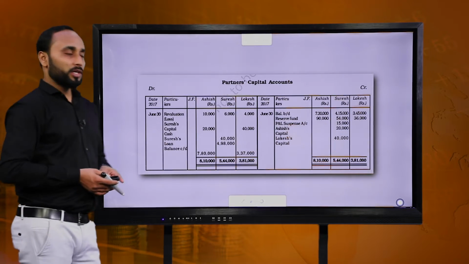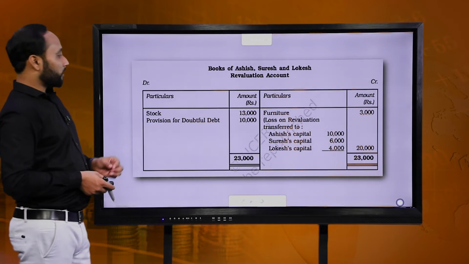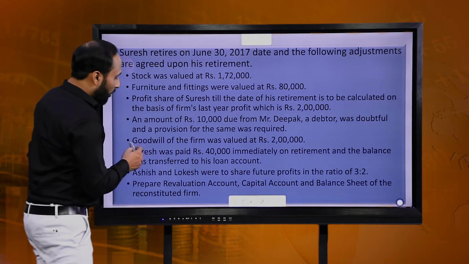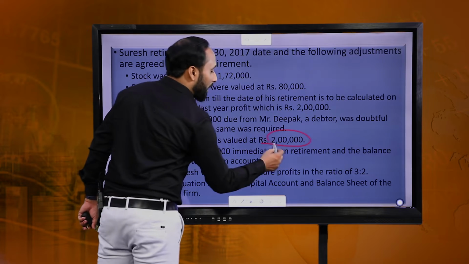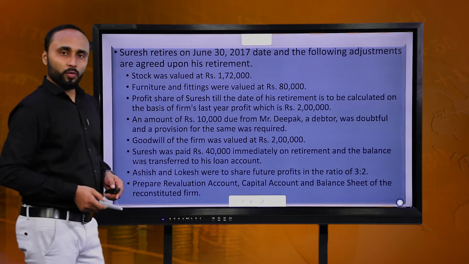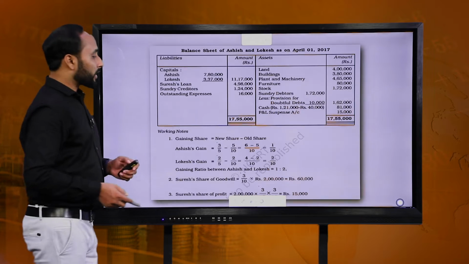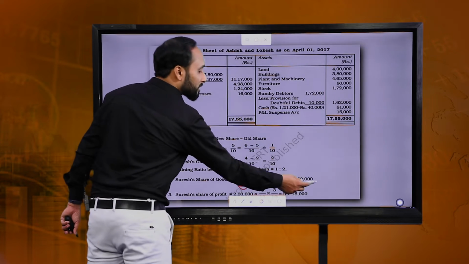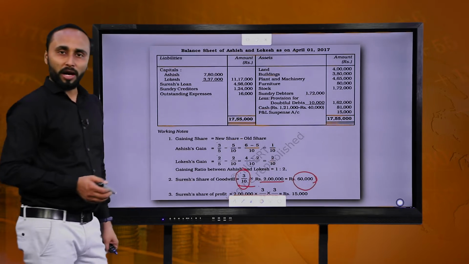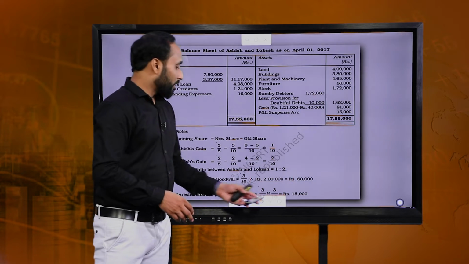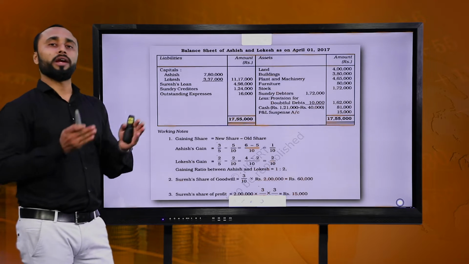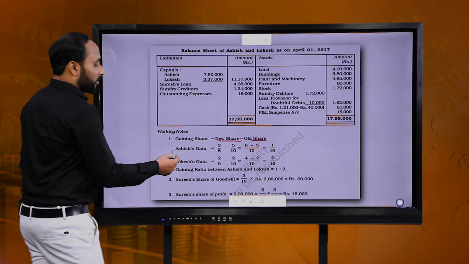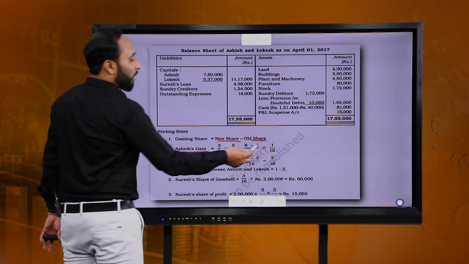Thereafter, we have to make the calculation for goodwill of the retiring partner. Now, take a look at the adjustments given. For the adjustments for the goodwill, we had an amount of 2 lakh as the firm's goodwill. What will be the share of the retiring partner? 3 by 10 was his share. So 2 lakh into 3 by 10 gives you 60,000, which is the share of the retiring partner. This will be given to him by the gaining partners, and we'll have to calculate the gaining ratio for that by subtracting the old share from the new share. When we did this for Ashish, we found 1 by 10.